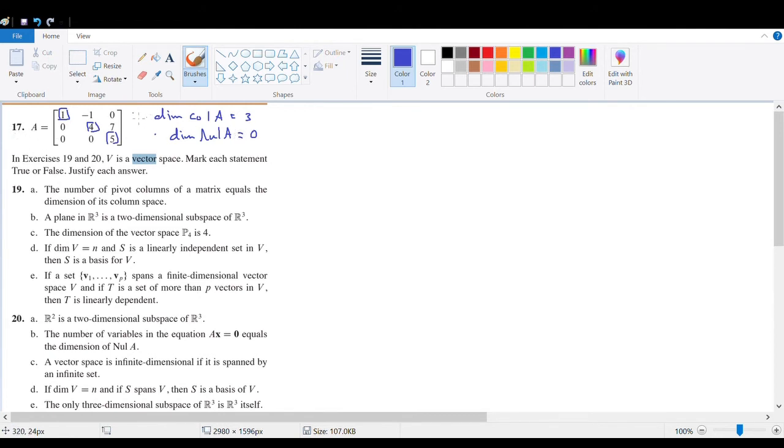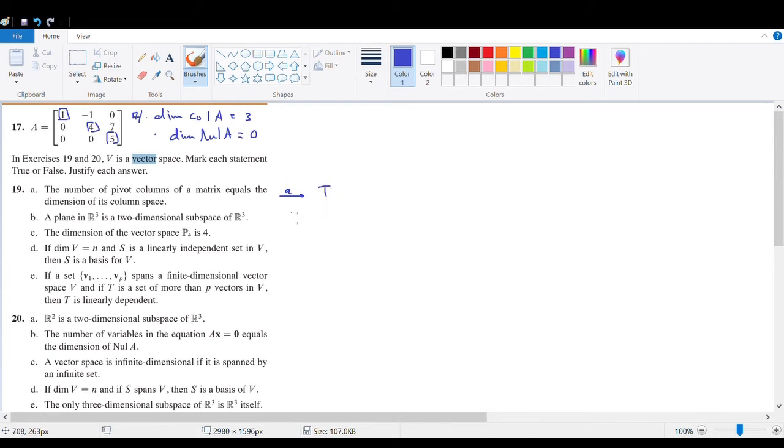Now in 19 and 20, V is a vector space. Mark each statement true or false, justify each answer. A, the number of pivot columns of a matrix equals the dimension of its column space. This one is true because the number of pivot columns always represents the dimension of the column space of the matrix. So this one is true.